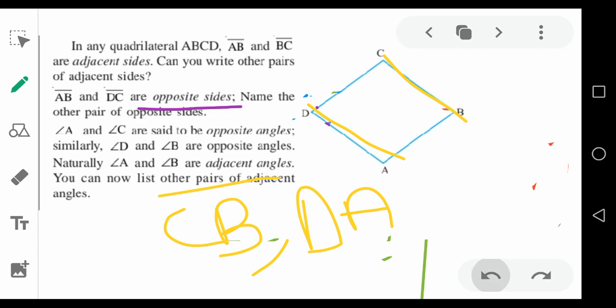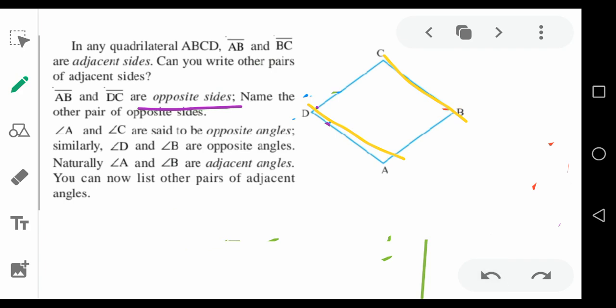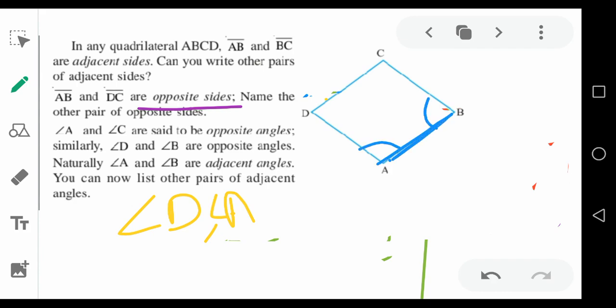Okay, now same way you can talk about adjacent angles. Adjacent angles means which are near. The meaning of adjacent is near, which are lying nearby. So here you can see these two angles. They are on the same line segment, right? So these two are one pair of adjacent angles. Angle D and angle A. Okay. Now which is the next pair of adjacent angles? These two angles. That is, they are on this line segment. That is angle A and angle B. They are the next pair of adjacent angles.